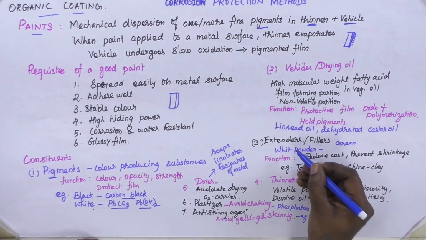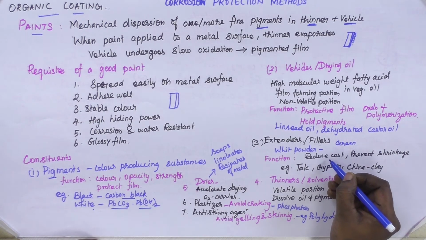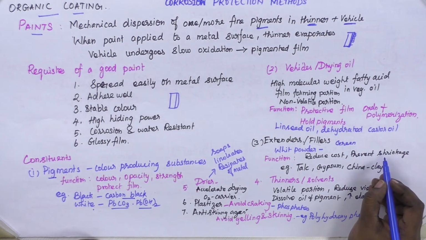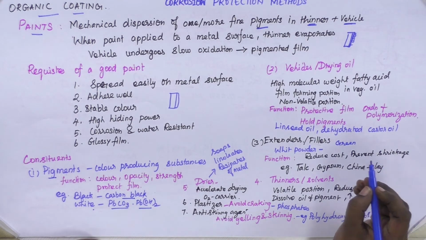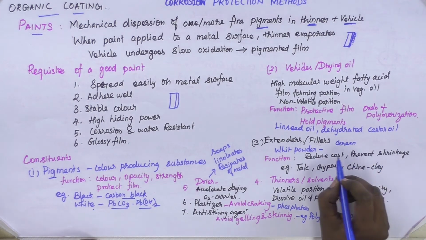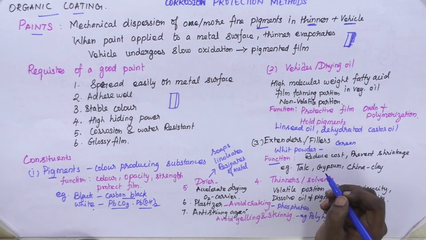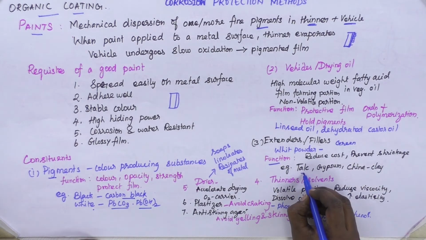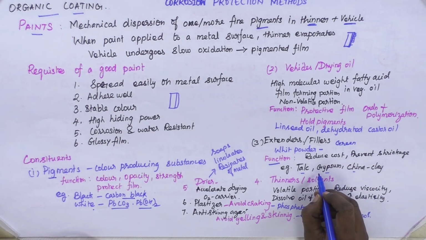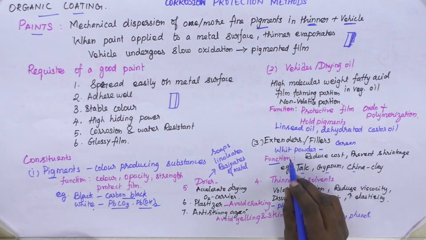What is the function of extender? It reduces the cost, prevents the shrinkage of the polymer film, and gives a variety of shades in a particular color. These are the functions of extender. Examples are talc, gypsum, china clay. So these are the example materials for the extender.